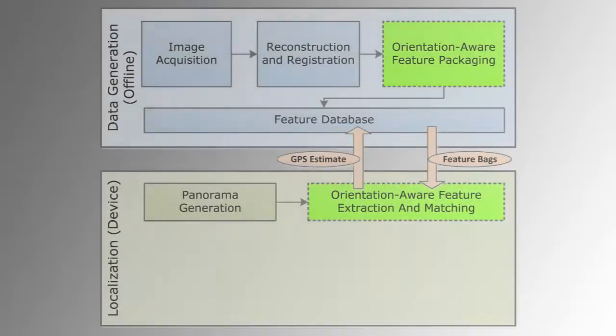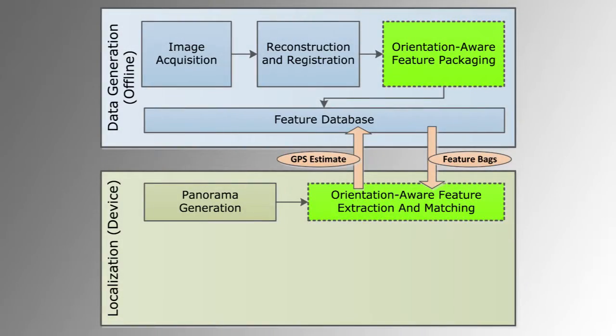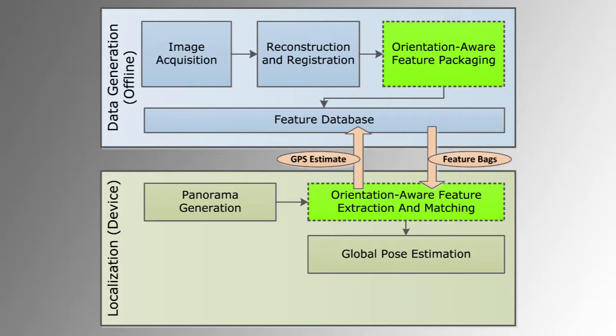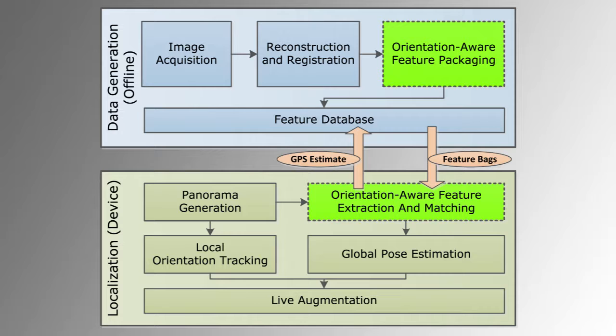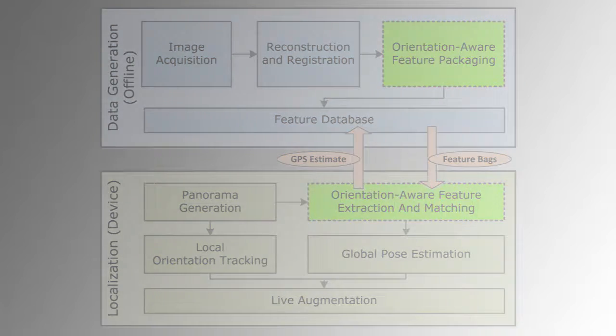Then, we extract features from the panorama and match them against the features collected in the corresponding orientation bin. The established correspondences are used to estimate a global pose, which is combined with the local orientation estimate of the panorama. The obtained dynamic 6-degree-of-freedom pose is used in our augmented reality applications.